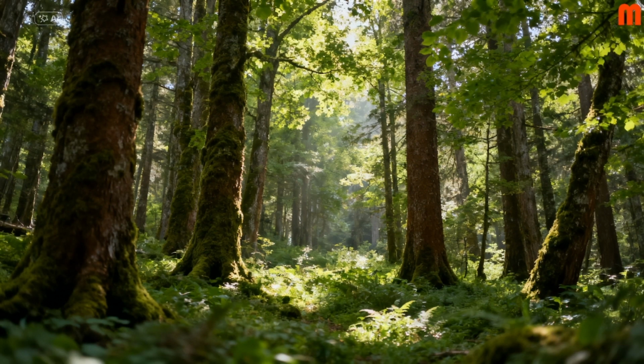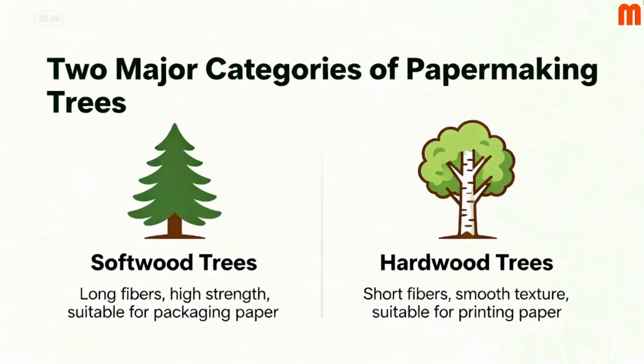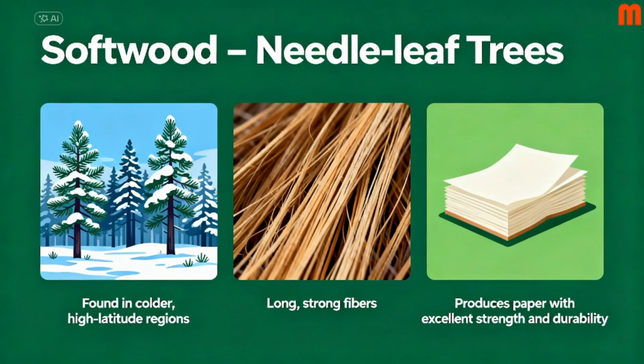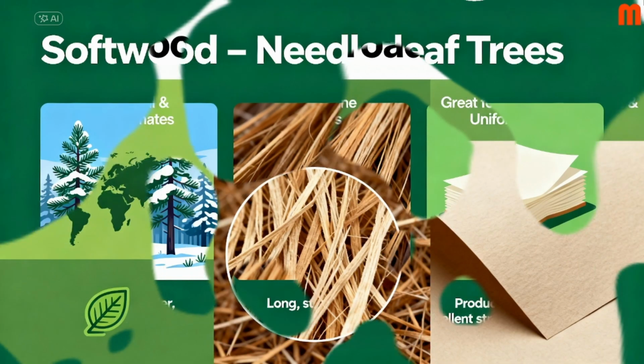Cut to footage of forest. There are two major categories of papermaking trees. Softwood, needleleaf trees, found in colder high-latitude regions. Long, strong fibers, produces paper with excellent strength and durability.